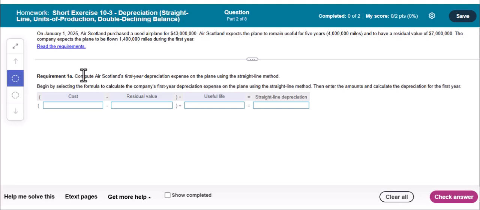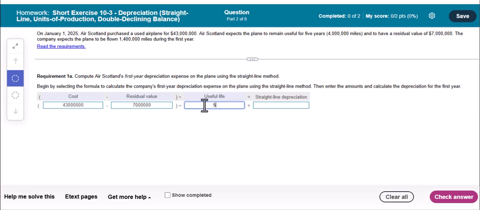Okay, so now we need our numbers. So first off, what is our cost? It's that 43 million. So we can go ahead and input that here. And residual value is given here for the 7 million. So we'll subtract out 7 million divided by useful life, which is also given here. It is 5 years. So we'll go ahead and input 5.